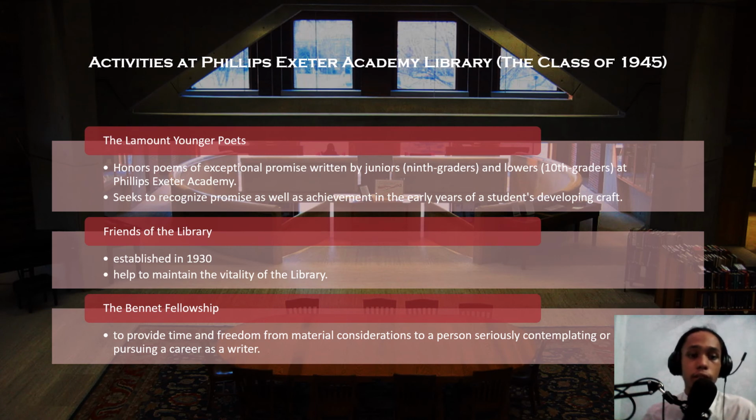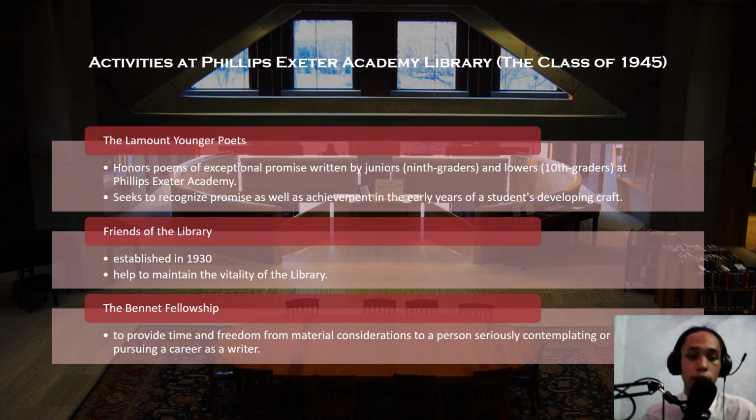So these are the activities at Phillips Exeter Academy Library or the Class of 1945 Library. First one is the Lamont Younger Poets. This is a program to honor poems of exceptional promise written by juniors, ninth graders, and lowers at Phillips Exeter Academy. It seeks to recognize promise as well as achievement in the early years of a student's developing craft.